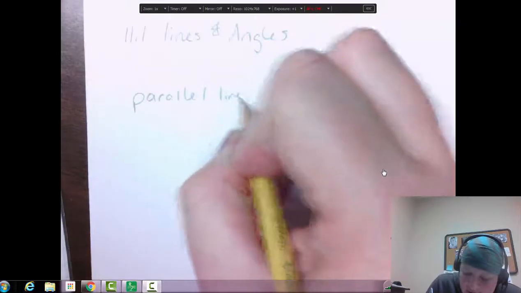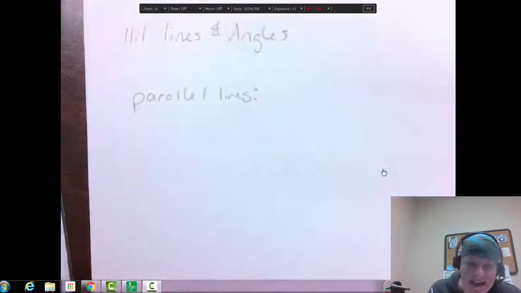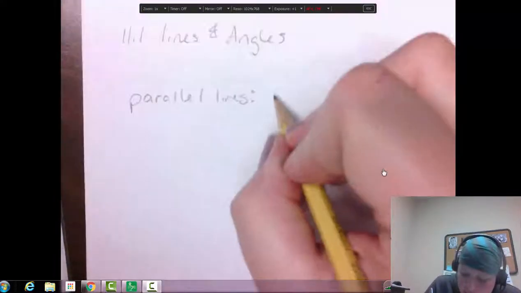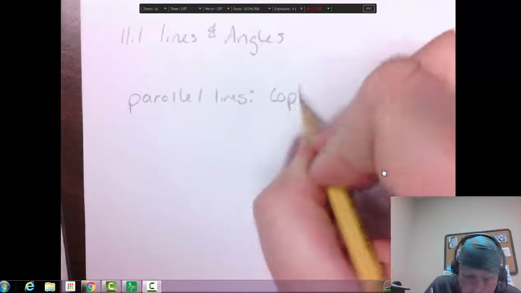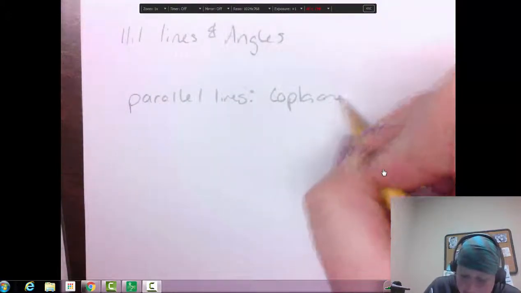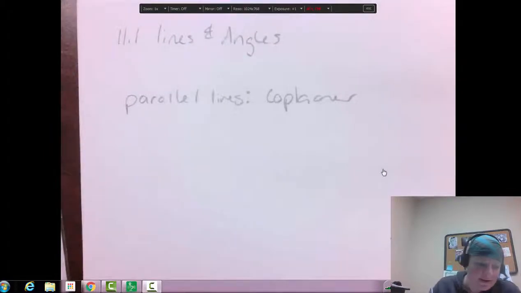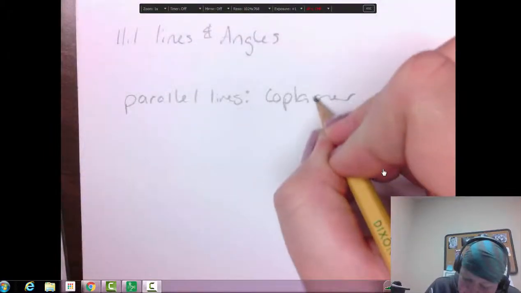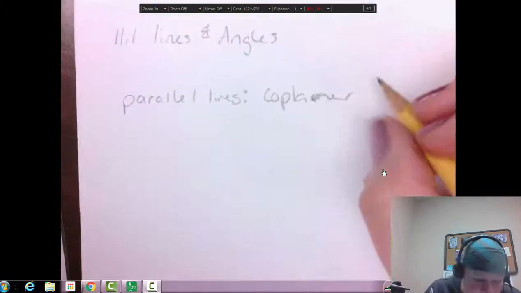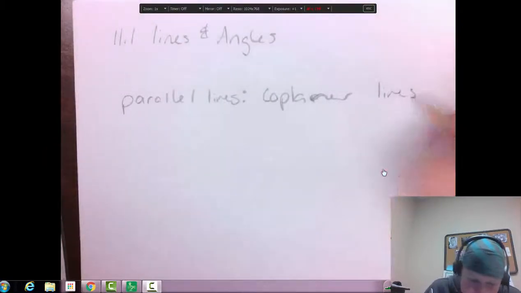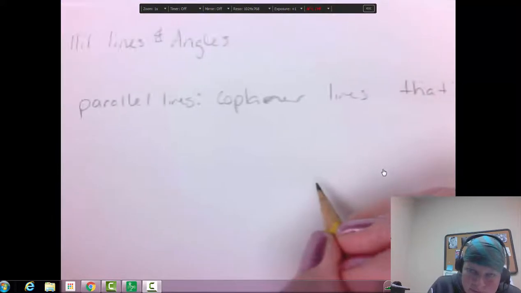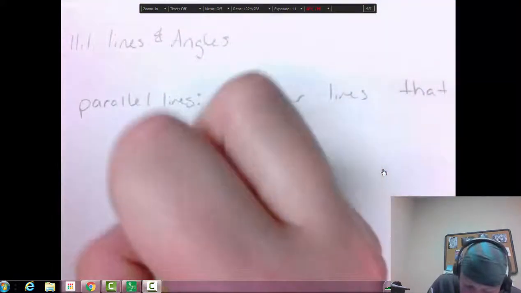Most of you know the definition for parallel lines. They never intersect, but you also have to know they're coplanar. So they're coplanar. Oops, I put two A's in there. Let's just blend that into my N. Coplanar lines that don't intersect.